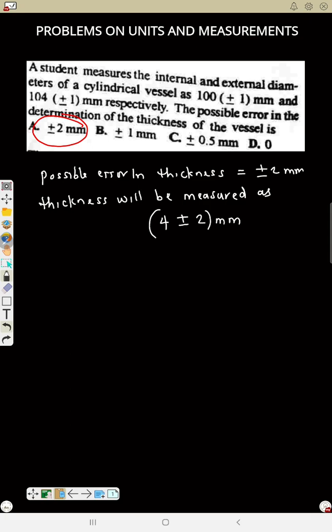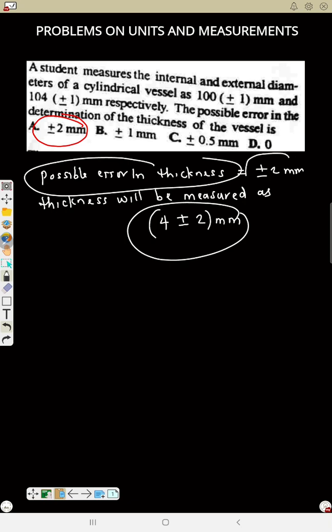So if the question asks for the measurement of the thickness, it will be this. But possible error in the thickness, it is this. So the one the question asks for is this, A. So the correct answer is A. Now let's see another question.